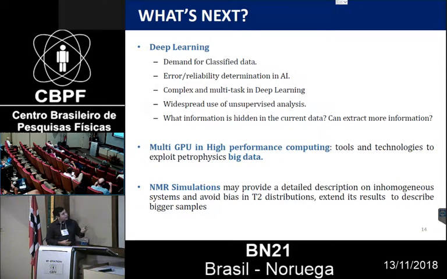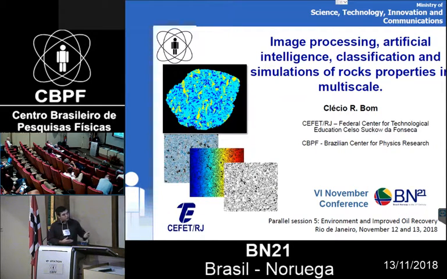Well, we need even more multi-parallelization of GPUs, which is something very hard to achieve, but we have work ongoing on this part. And we hope that the NMR simulations could make a more detailed description of homogeneous media and help us find what kind of biases we can have in our T2 distributions and send this result to describe bigger samples. Well, that's what I have to tell you guys. Thank you very much.